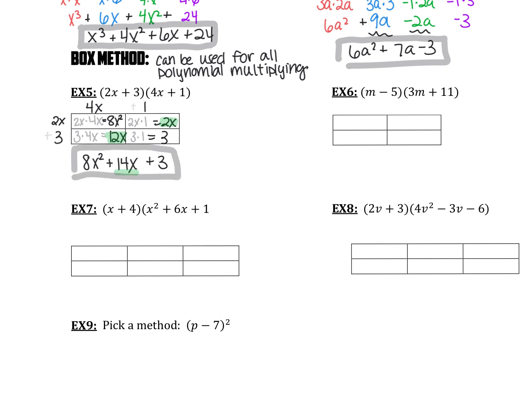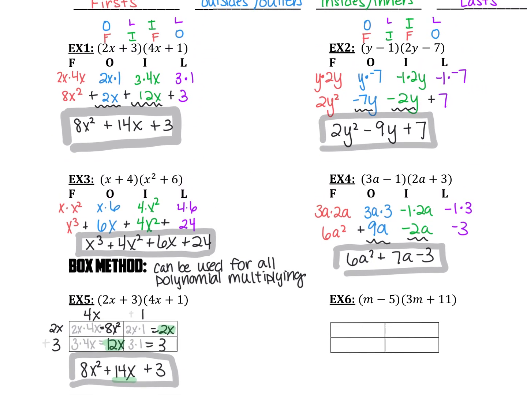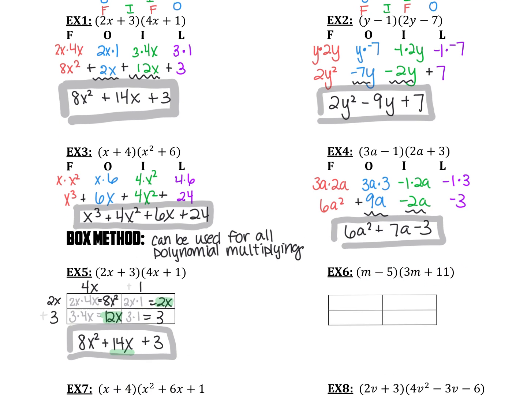Hey, look at this. We did this problem. That was our very first foiling problem. And if you'll notice, some of the same multiplication happens. Like we still multiply the 2x times the 4x. It just looks different down here on the box method. We still multiply 2x times 1. It's just organized differently. So we have the same result whether I use the FOIL method or the box method. So what I would like you to do is hit pause and try example 6. Try example 6 on the box method.